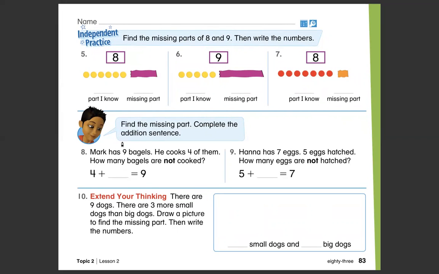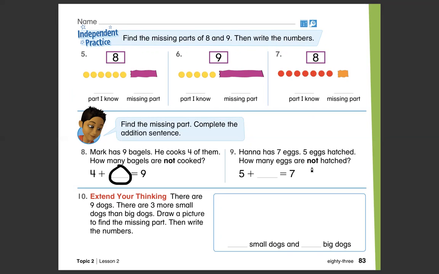All right, look at numbers 8 and 9. Number 8 says Mark has 9 bagels. He cooks 4 of them. How many bagels are not cooked? So you have to find this missing number. It's very, very, very similar to numbers 5, 6, and 7, just written as an addition sentence.